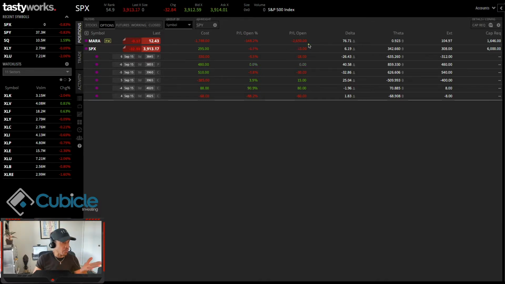So as you can see right now, my P&L, my profit and loss statement, is showing red because it's negative. So I'm actually down. It's going up and down here, but I'm actually down $17 right now on the trade.